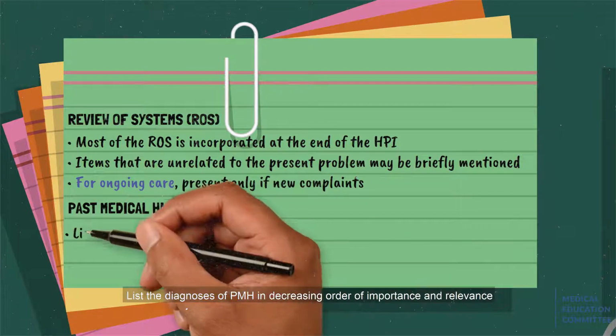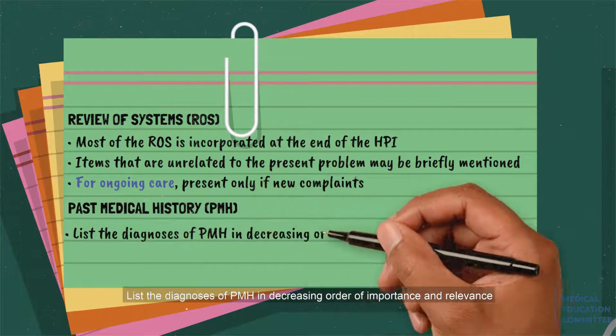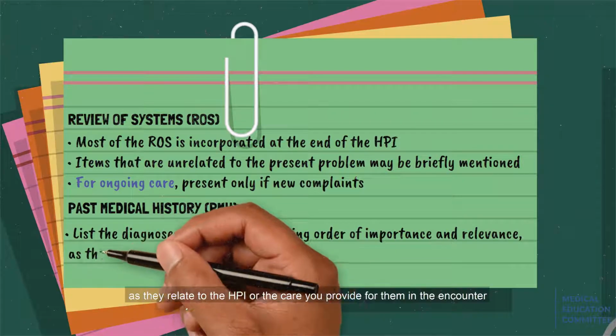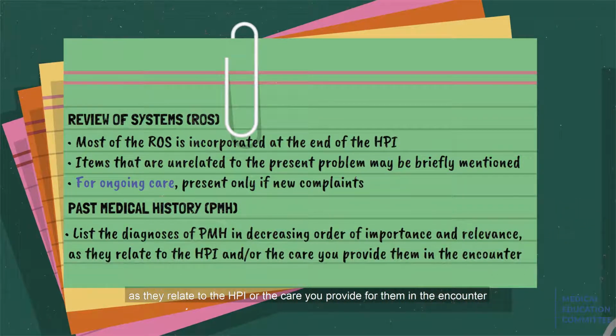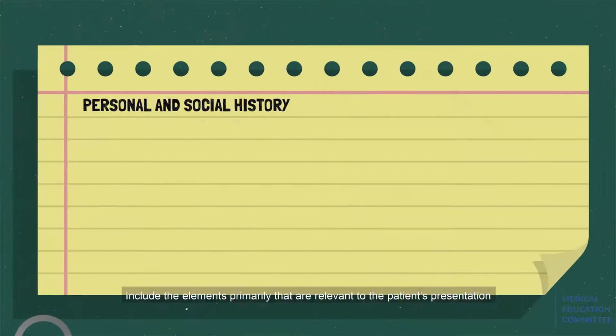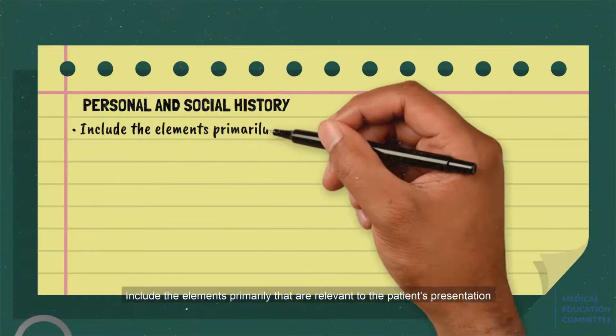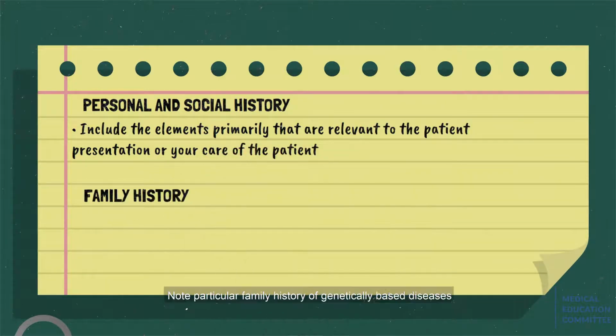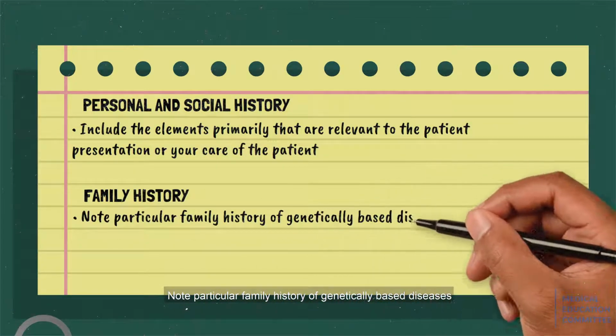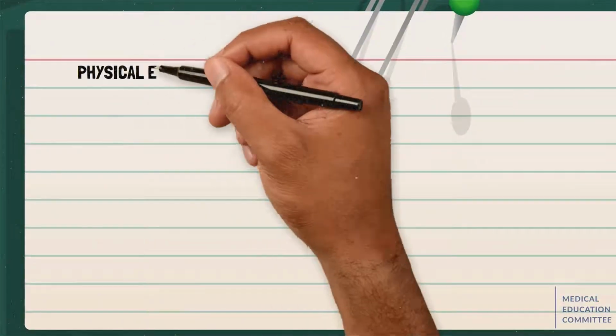List the diagnoses of PMH in decreasing order of importance and relevance as they relate to the HPI or the care you provide for them in the encounter. Include the elements primarily that are relevant to the patient's presentation or your care of the patient. Note particular family history of genetically based diseases.